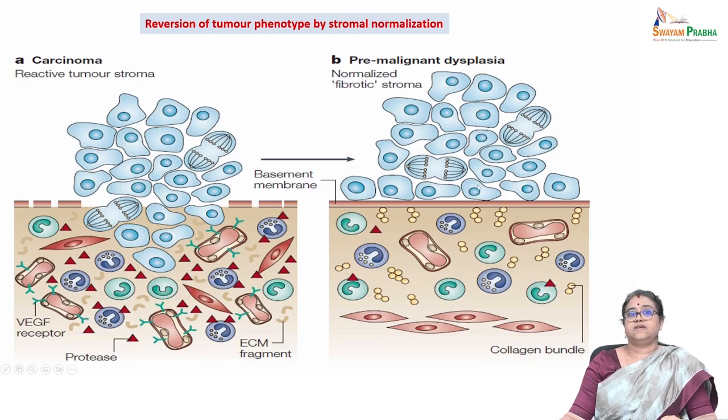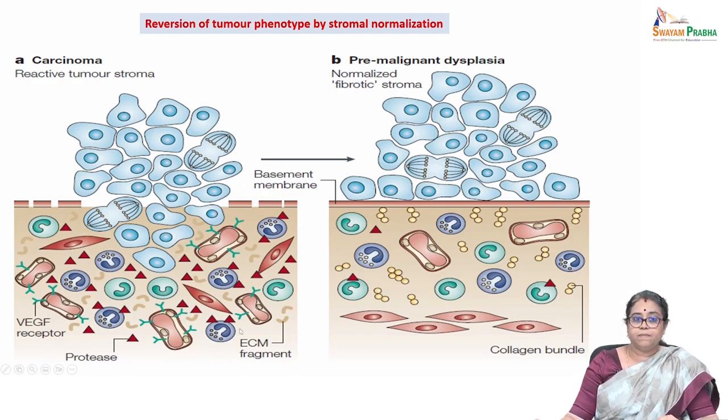Similarly, in the earlier stages, if the tumor is in an earlier stage, it is also possible to reverse the tumor phenotype by stromal normalization. So, one has to see that the stromal homeostasis is not lost. If we can normalize that, then a reversion is possible. Suppose you have a situation of a reactive tumor stroma, as we saw earlier, so these are all your blood vessels, then you have the VEGF receptor and these are all the proteases. If you can treat with, say, an anti-angiogenic agent, that can actually stop the blood supply.